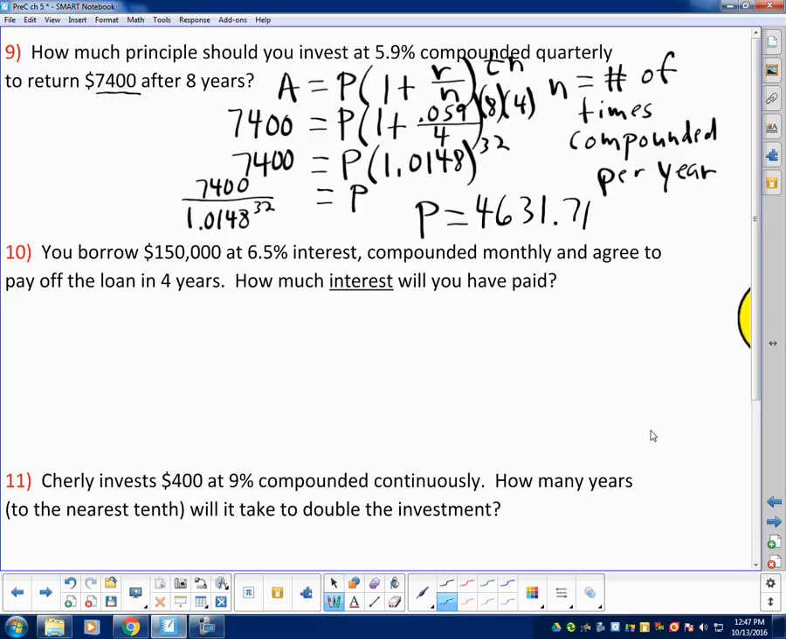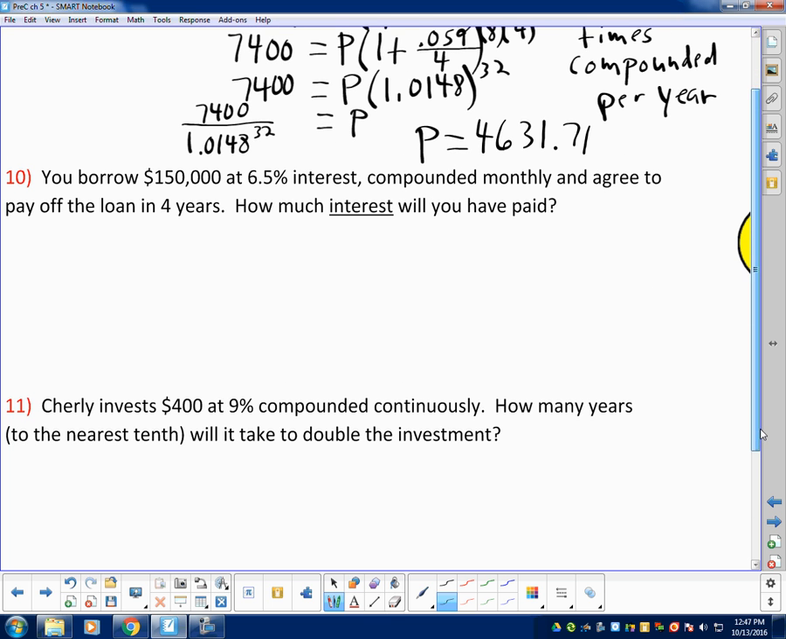Now we're going to switch what we solve for here. So the next one, number 10, says you borrow $150,000 at 6.5% interest, compounded monthly, and agree to pay off the loan in 4 years. How much interest will you have paid?